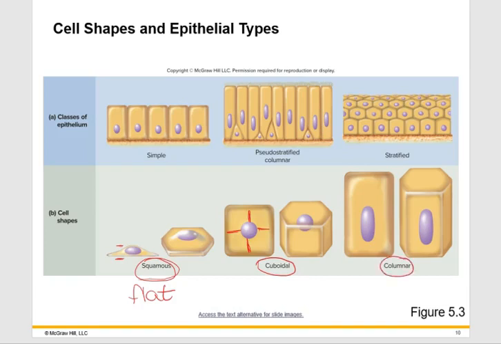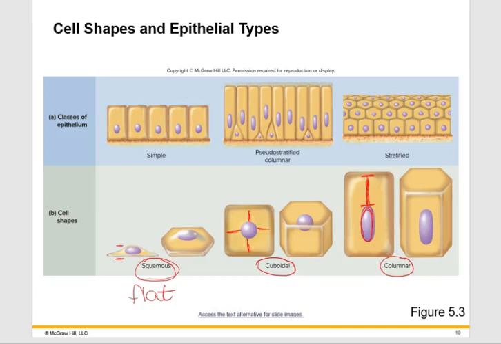Columnar cells look like a column. They are longer than they are wide. Also notice how the nucleus is pressed and elongated as well. And see here you have a much longer section of the interior of the cell when you're comparing it to the nucleus.